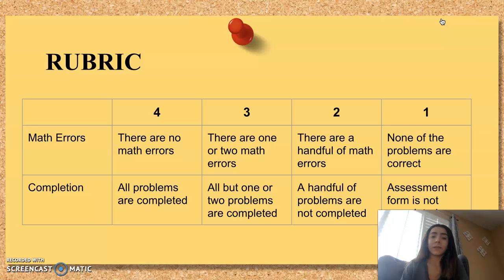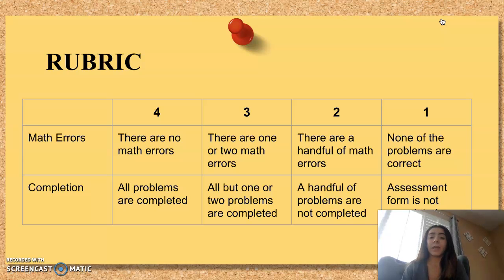Lastly, the rubric. My rubric has two categories: math errors and completion. As you can see, under 4, there are no math errors and all problems are completed. 3, there are 1 or 2 math errors. All but 1 or 2 problems are completed.